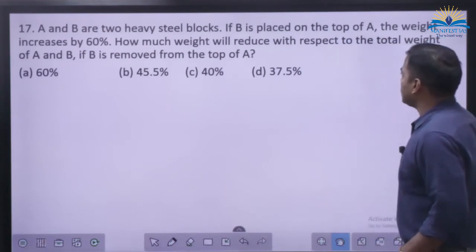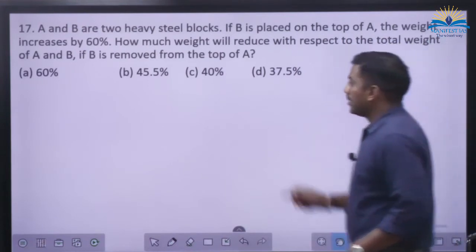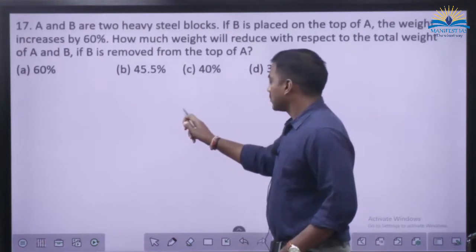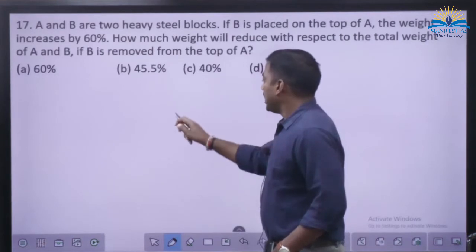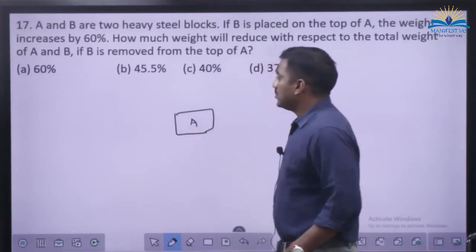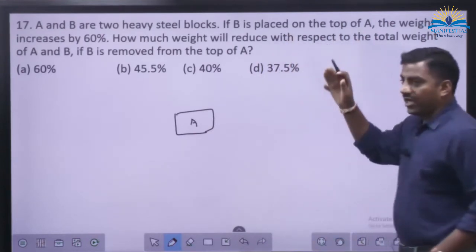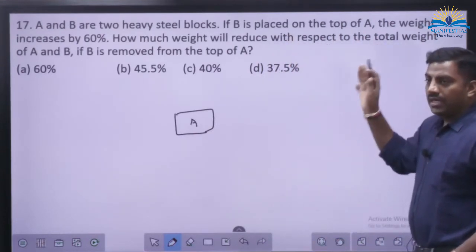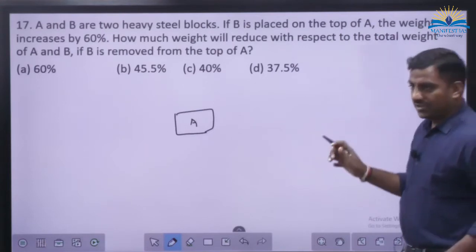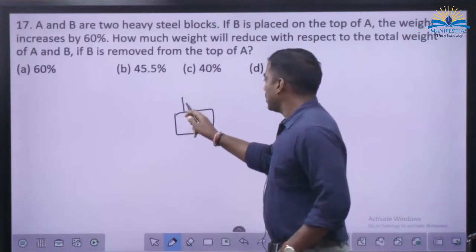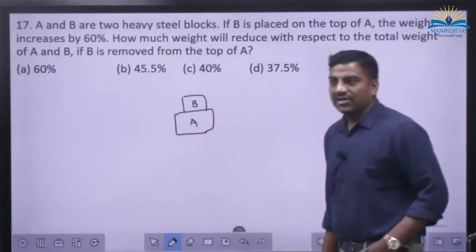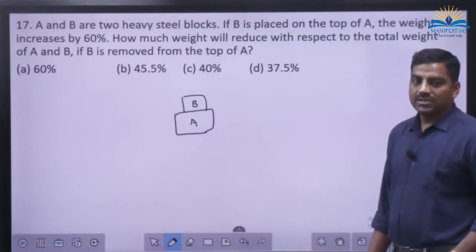If B is placed on the top of A, so already A is there. Let us think of this as block A. B is placed on the top of A. So before we place B, A is there already. When I put B above this, then the weight increases by 60%.